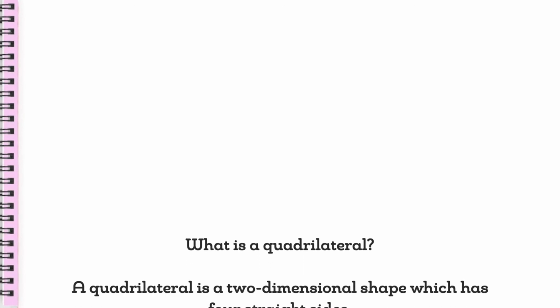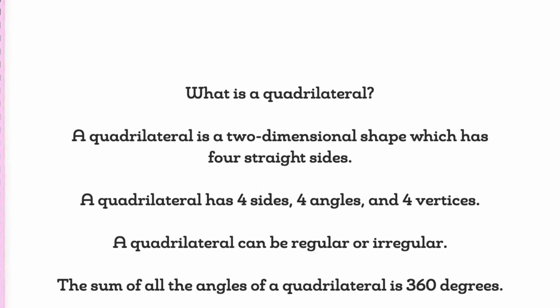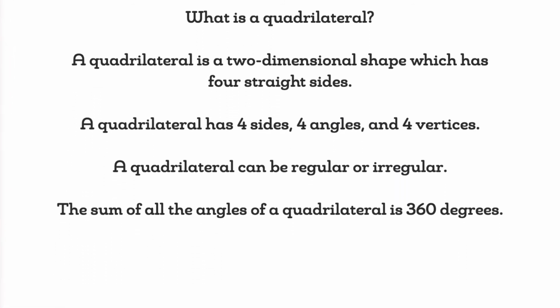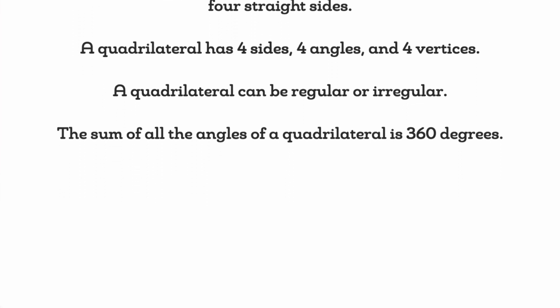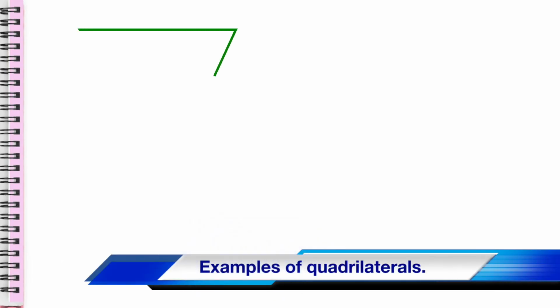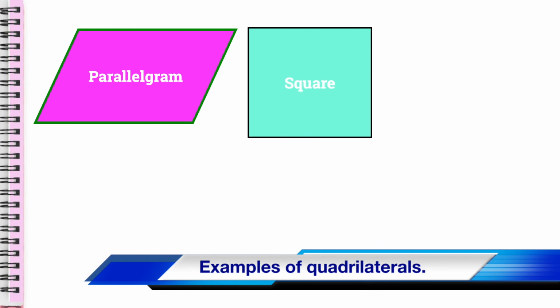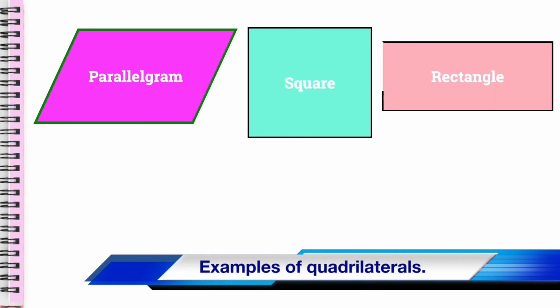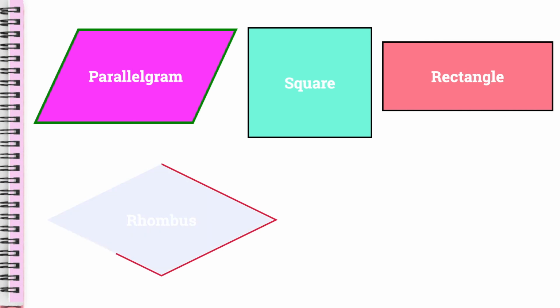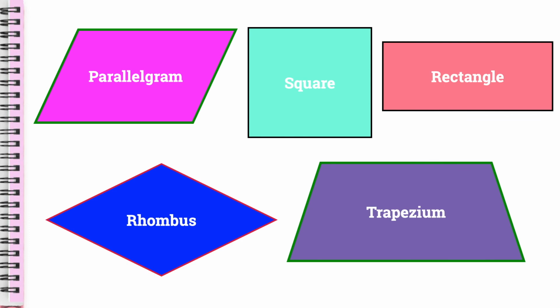What is a quadrilateral? A quadrilateral is a two-dimensional shape which has 4 straight sides. A quadrilateral has 4 sides, 4 angles, and 4 vertices. A quadrilateral can be regular or irregular. The sum of all the angles of a quadrilateral is 360 degrees. The following is a summary of the types of quadrilaterals. A parallelogram is a quadrilateral. The opposite sides of a parallelogram are parallel and equal. The opposite angles are also equal. Other examples of quadrilaterals are square, rectangle, rhombus, and trapezium.